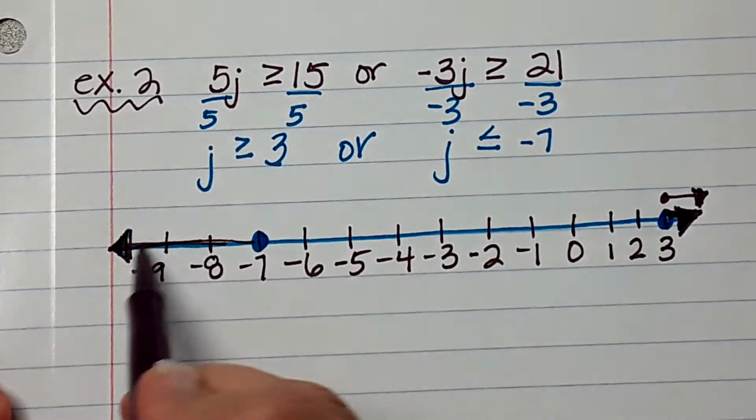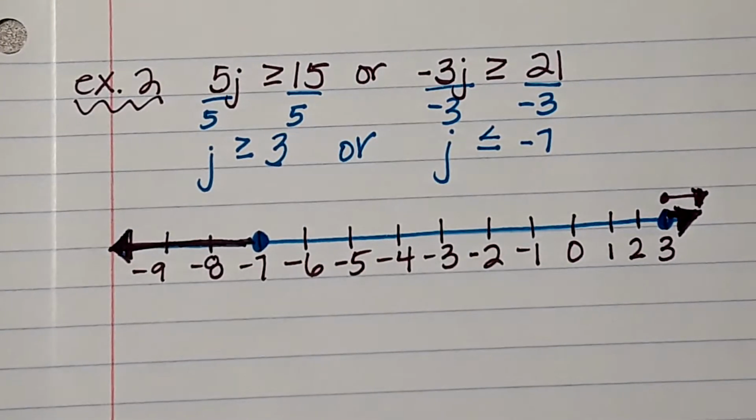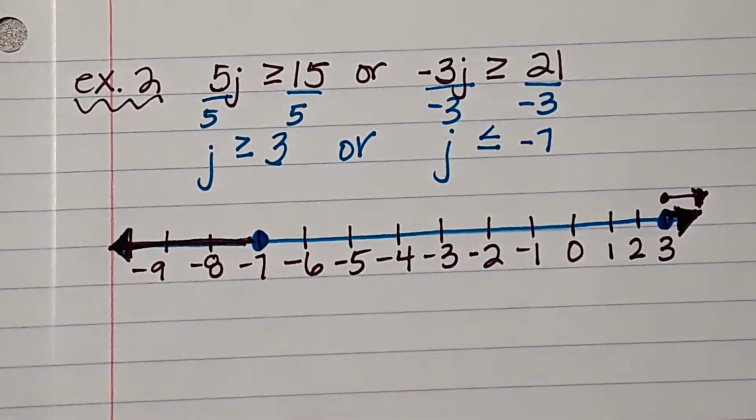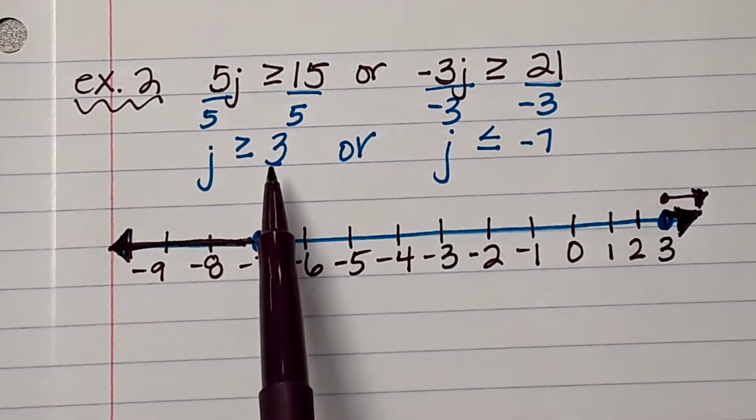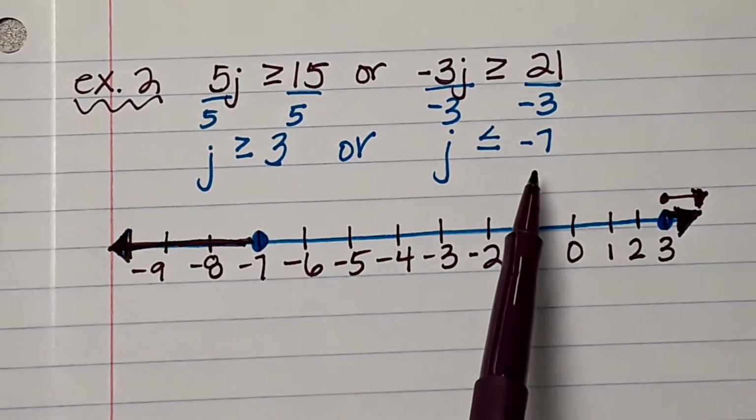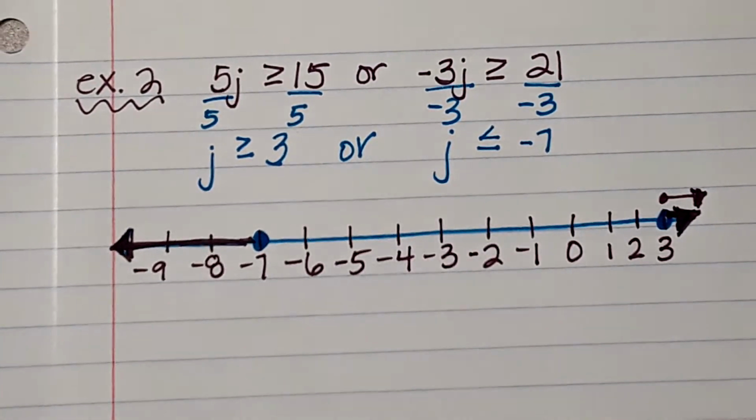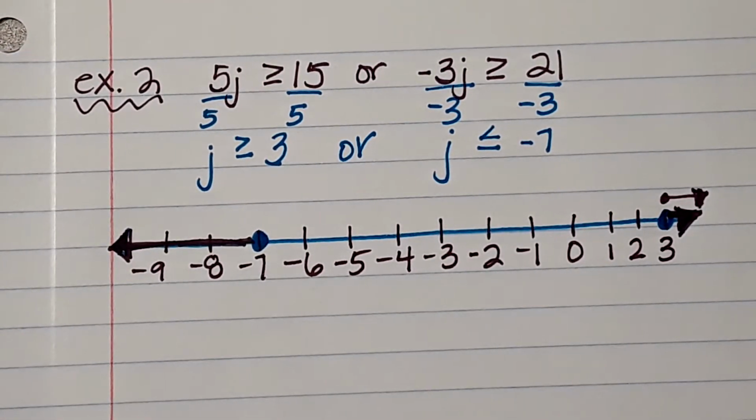And why this is an or: usually ors go in opposite directions, because you can make either one of those true at one time. They probably both won't be true at the same time, but one of them will be. So here, this means that 3 is part of the solution. This means -7 because of the line. We do need to do set builder notation, and we'll do that tomorrow. But right now, I really just want to get you through this example.